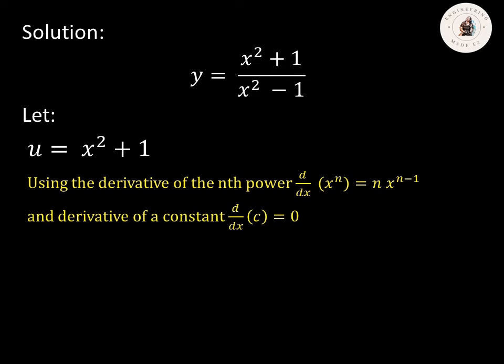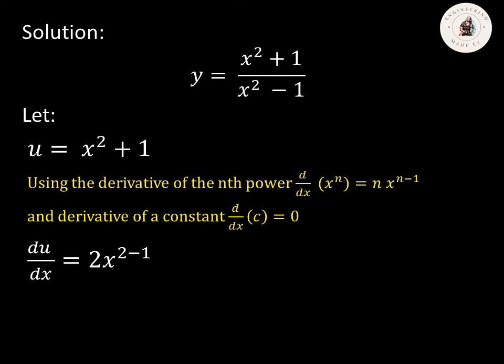Also, we're going to use the derivative of the constant, which is the derivative of c with respect to x is equal to 0. Differentiating u with respect to x, we have for x squared, so we're going to use the derivative of the n power. So here our n is 2, so we're going to write 2, then copy our variable which is x, then n minus 1. So since the n here is 2, that's why we have here 2 minus 1.